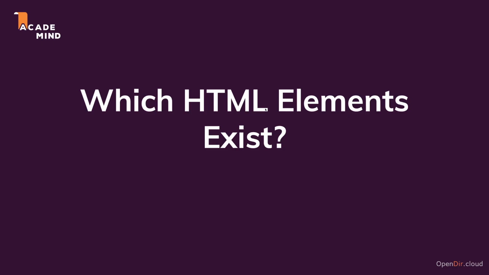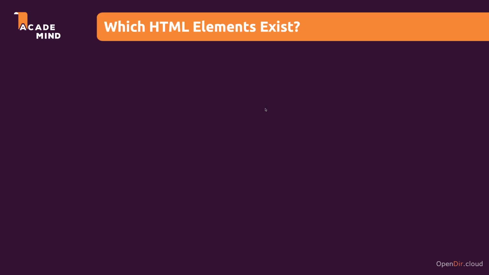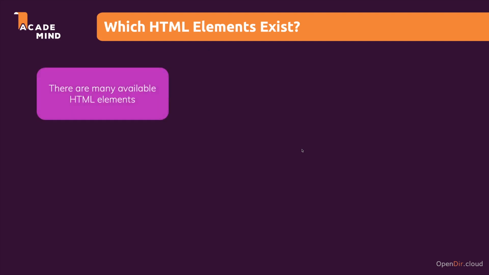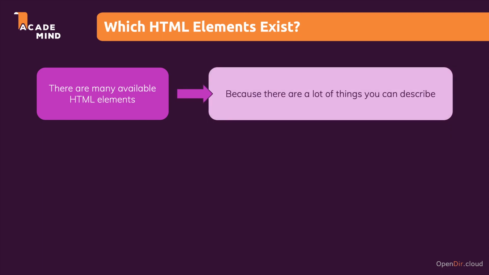So therefore, which HTML elements exist? Well, there are many available HTML elements because there are a lot of things you can describe, a lot of different kinds of content. We might immediately think about content like titles, subtitles, regular text, images, buttons, maybe also input fields. But if we dig a bit deeper, we can get more detailed than that.